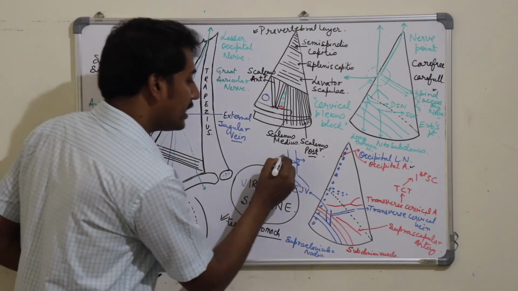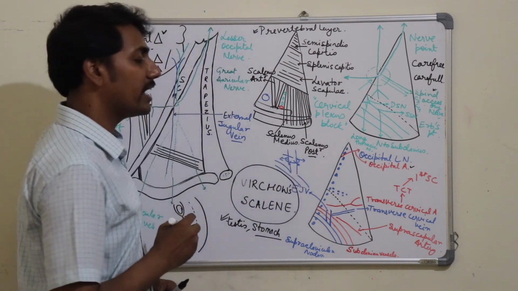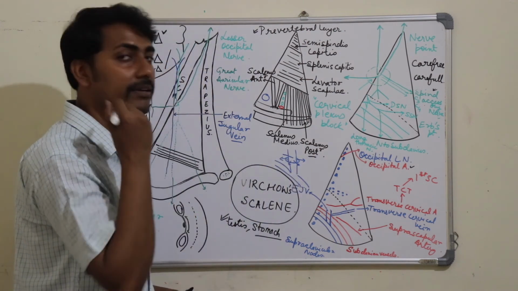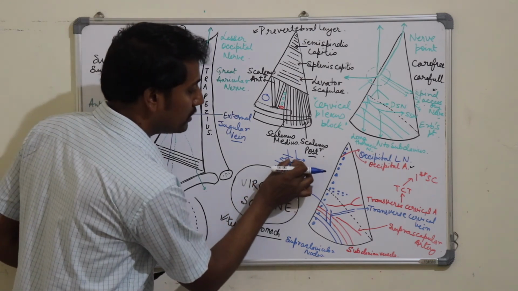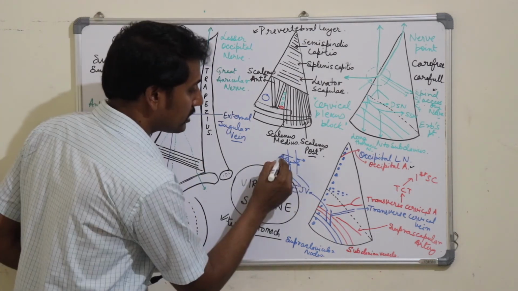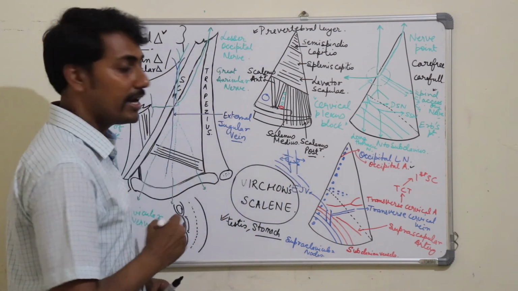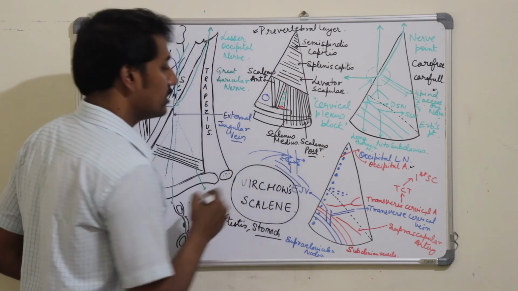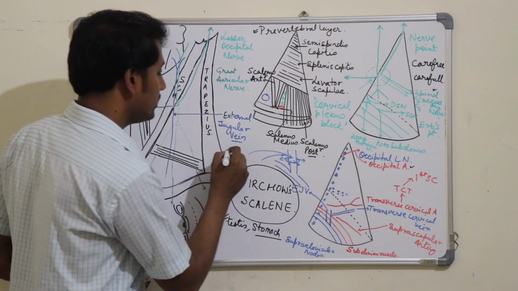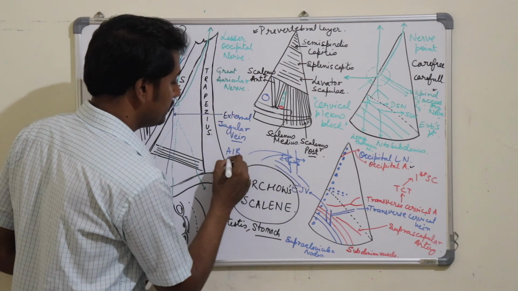So any cut in this vein during any injury in this area, like a stab in the posterior triangle, will prevent the collapse of this vein. So this cut will remain open and air will get inside this vein. That will lead to a condition known as air embolism.